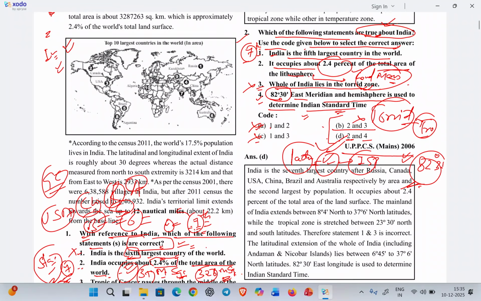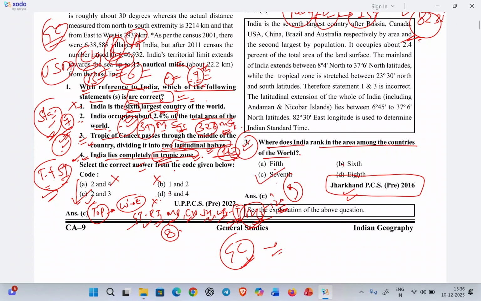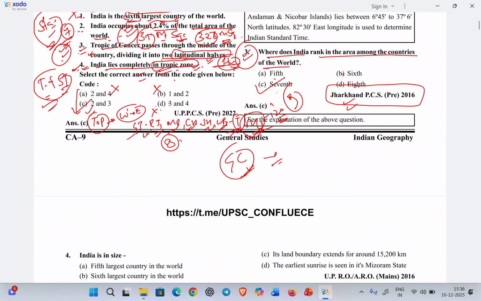Okay, so now we have covered two options and two questions. Now we are going to see the third question. Where does India rank in area among the countries of the world? JKPSC. What was I saying to you? Every PCS exam is asking such kind of questions. We have to focus on Ghatna Chakra, and we will cover a lot of geography questions, most of the topics of geography, through this Ghatna Chakra. Okay, so see, 5th, 6th, 7th, easy. 7th is the position of India in terms of area, and it is 3.28 million square kilometers.